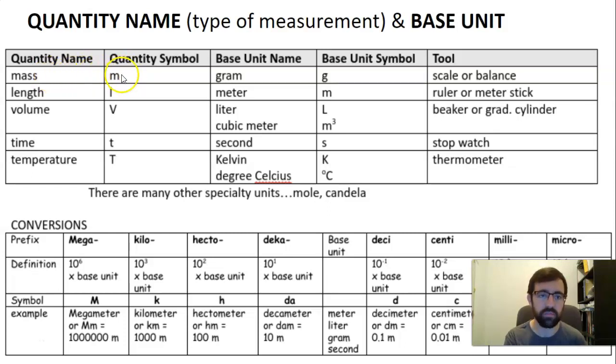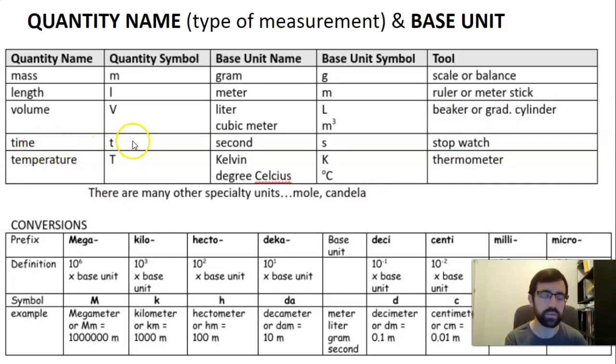But the units of mass are grams, represented by the letter g, and we use a scale or a balance to measure it. Length is represented by the lowercase letter l, but the units of length are meters, or m. You, of course, measure that with a ruler or something like that. Volume is capital V. The units are liters or cubic meters, L or m cubed. We use liters most of the time. Beaker or graduated cylinder could tell you the volume. Graduated cylinder would be more accurate.